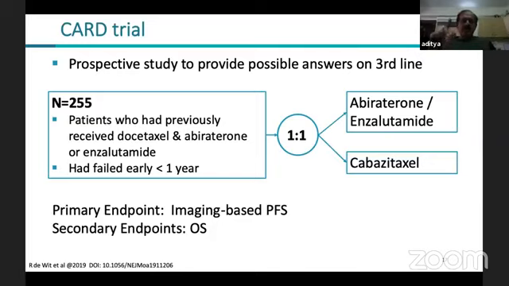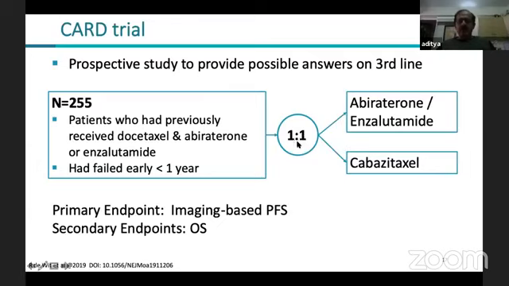Bear in mind, there are some caveats to this study. Let's look at the picture. There were 255 patients in this study. They had been previously treated with docetaxel, and some had used either abiraterone or enzalutamide and had failed early. They had failed within a year. So these were aggressive disease patients who had failed inside of a year. And now they were put into two arms.